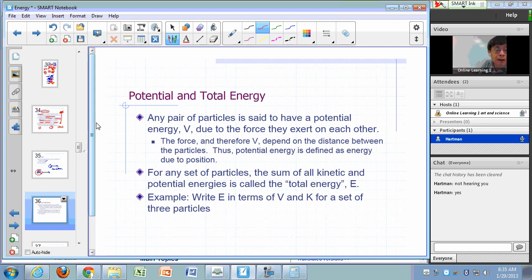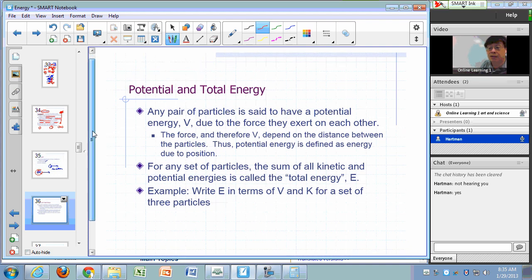All right. Now let's talk about the concept of potential energy. Any pair of particles is said to have a potential energy due to the force that they exert on each other. So we say they have a potential energy of interaction. The force, and therefore the potential energy, generally just depends on the distance between the particles. So we say that potential energy is energy due to position, because it depends on the locations of the atoms relative to each other.